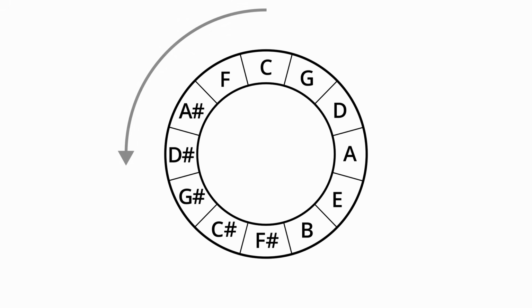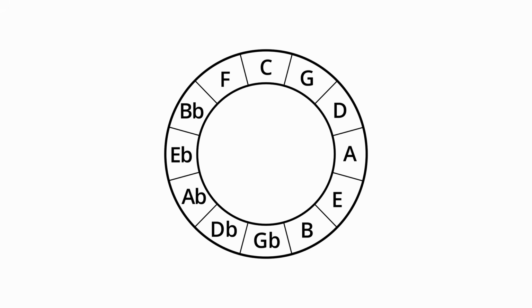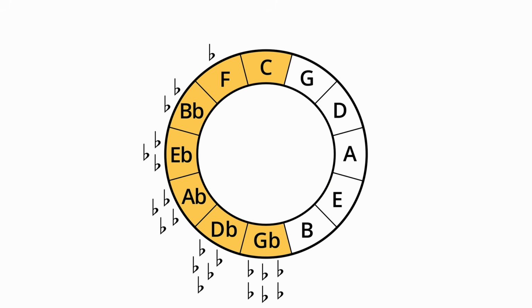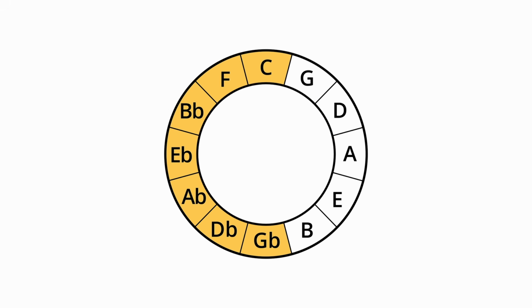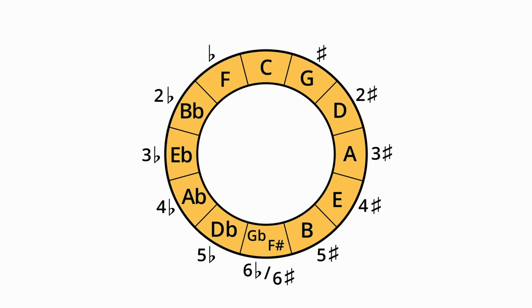Now let's play the same game counterclockwise. As you might have guessed, this time we're in a world of flats. So the key of F major has one flat, B flat major has two flats, and so on. Just like before, we add the flat notes in their order of appearance. So the flat note in F major is a B flat, and in the key of B flat major, we add an E flat. In summary, the full circle of all 12 major keys looks like this.